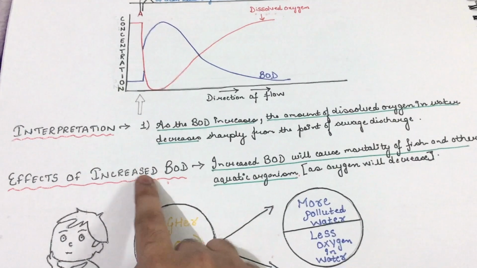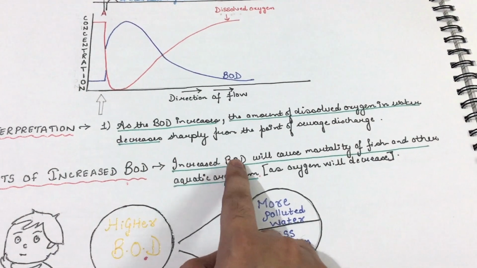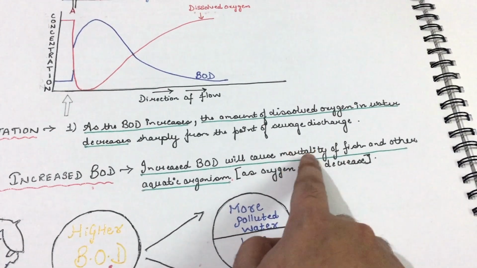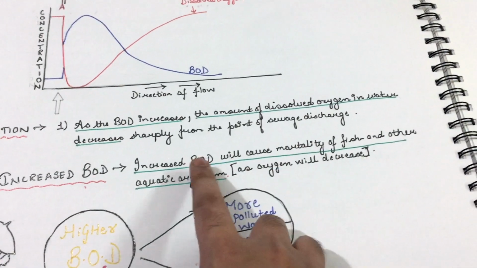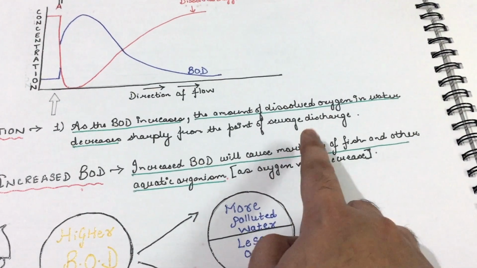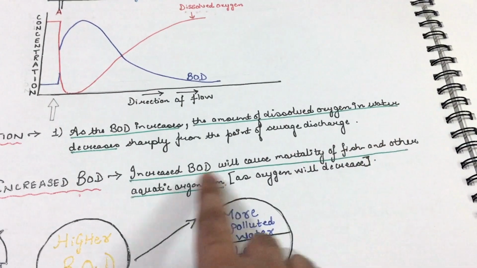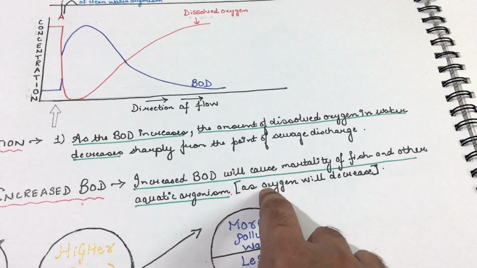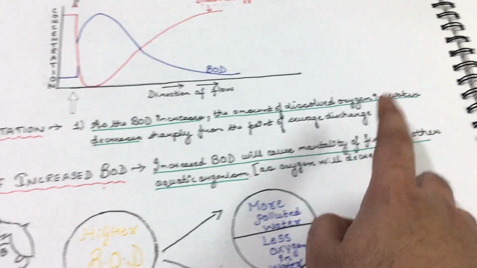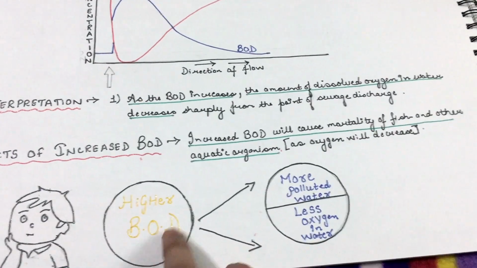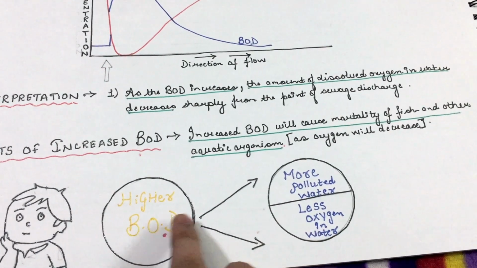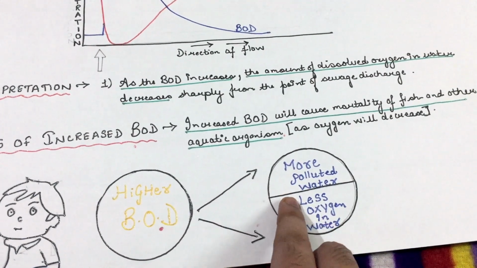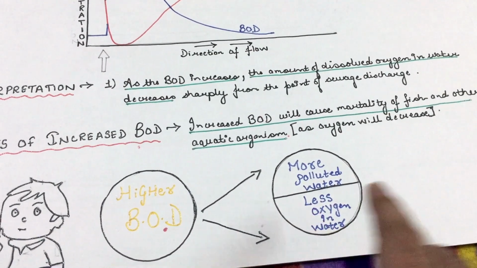Now let us look at effect of increased BOD. So if there is increased BOD, you know oxygen would decrease. Due to reduction in oxygen, there would be death of fishes present in the river. So increased BOD will cause mortality. Mortality means death of fishes and other aquatic organisms. So as BOD increases, it will decrease the oxygen in the water body and it will cause death of fishes. So we have understood higher BOD means more polluted water and higher BOD means less oxygen in water. So higher the BOD, more polluted is the water and less is the oxygen content of the water.